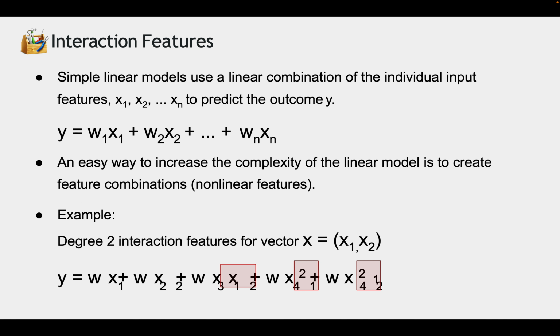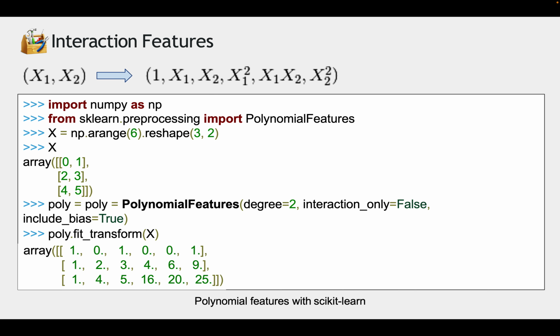Interaction features. Simple linear models use a linear combination of individual input features x1 x2 xn to predict the outcome y. Y equals to w आना चाहिए तो अपने को पता है, linear function पता है. An easy way to increase the complexity of linear model is to create feature combinations, non-linear features. Example: degree 2 interaction features, vector x equals to x1, x2, w x1 w x2 w x3, ठीक है. Interaction feature x1 x2 1 comma x1 x2, ठीक है.